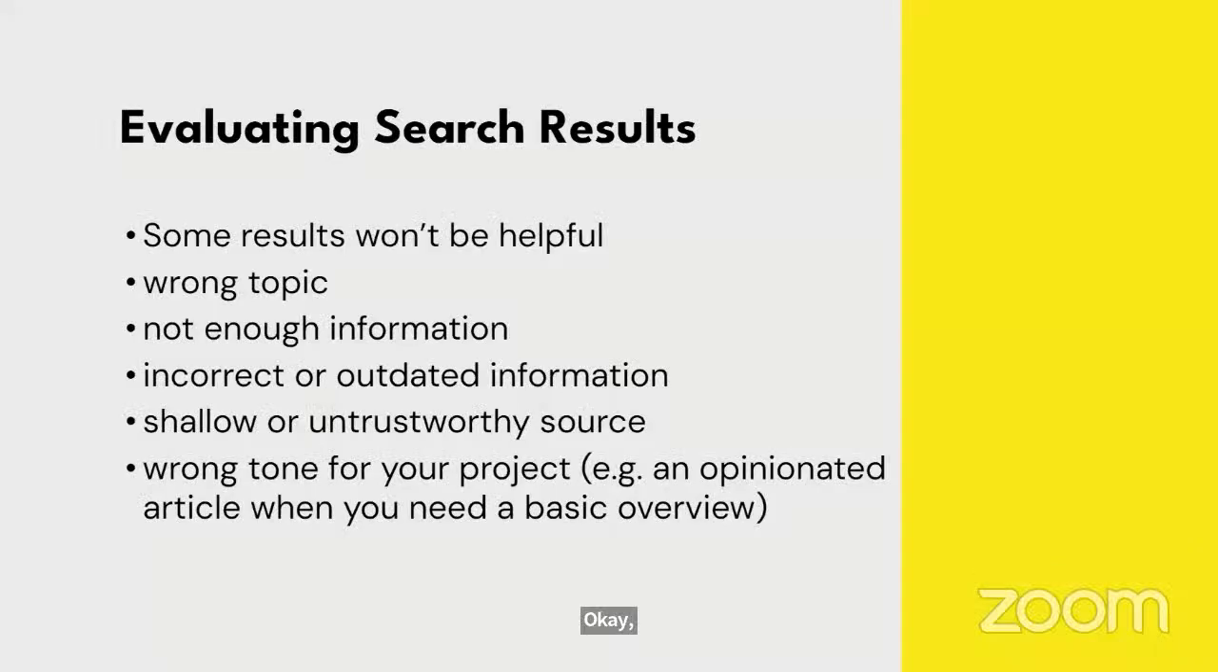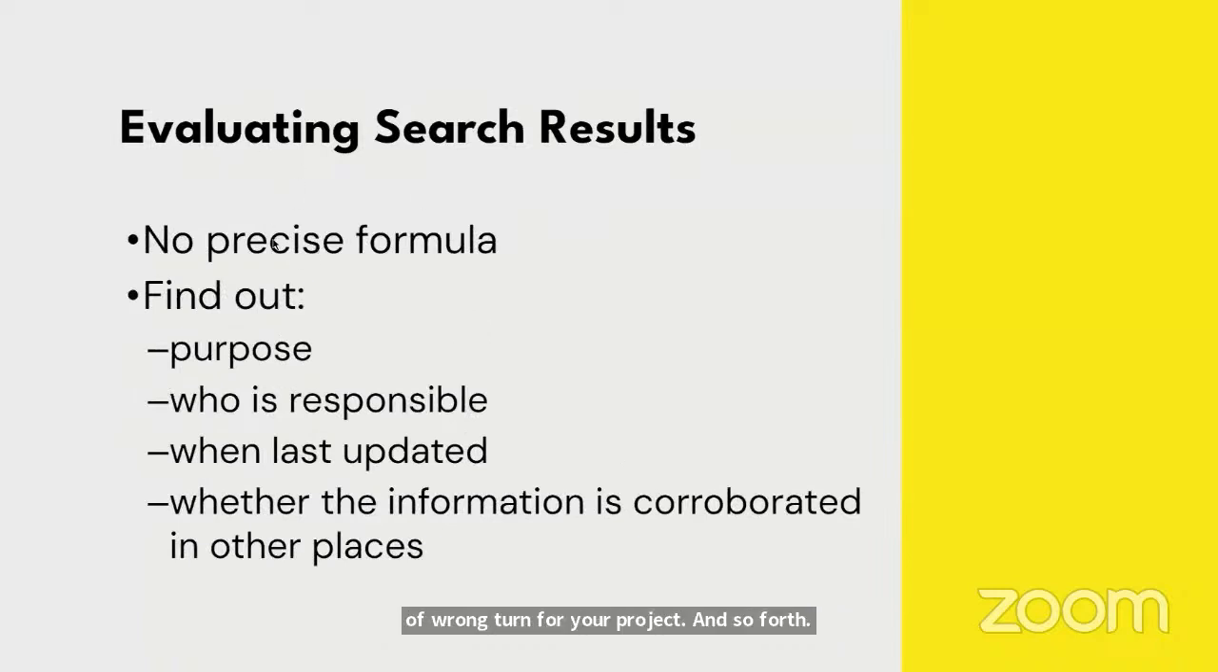Now, you may come across a lot of searches, and then it's upon you as the researcher to evaluate your search results. So some results may not be helpful for you because of wrong topic, because information is not enough, because of incorrect or outdated information, or because of sources that are not trusted, or because of wrong tone for your project, and so forth. Sometimes because you have not put a precise formula. So what you need to do is find out the purpose, find out who is responsible, find out when last the information was updated, and find out whether the information is corroborated in other places. So this is where triangulation comes in.